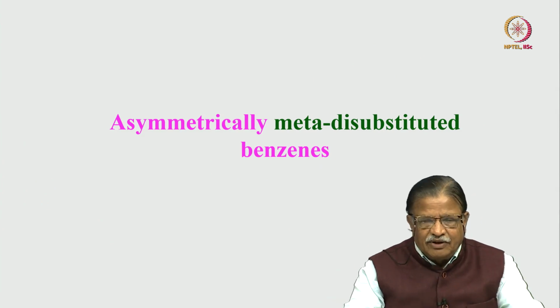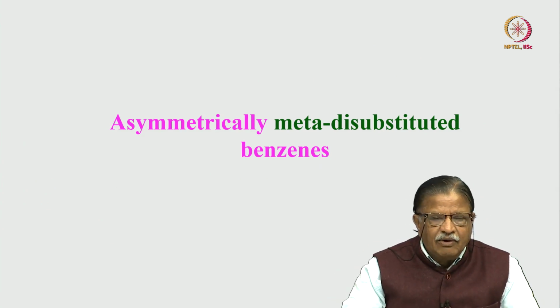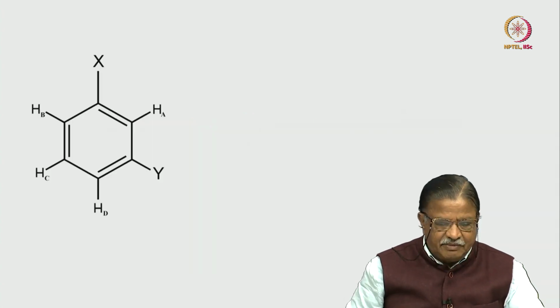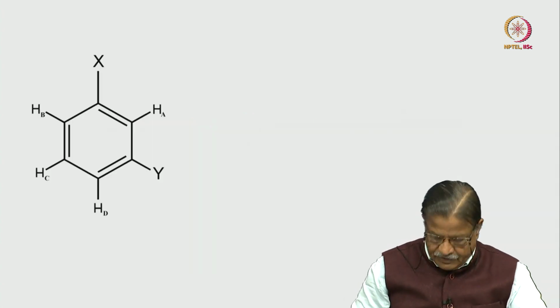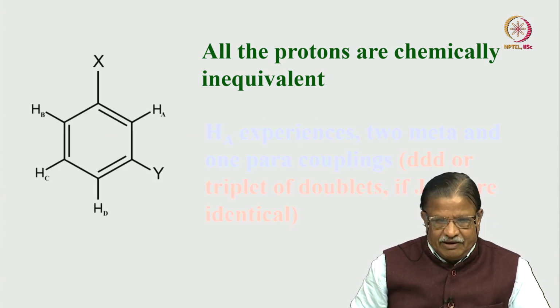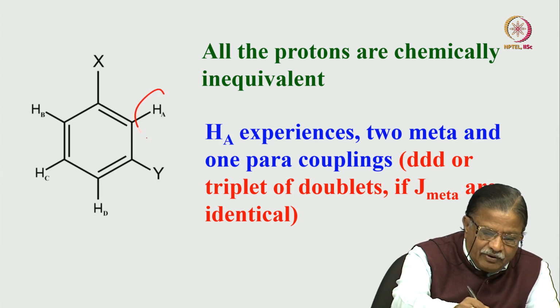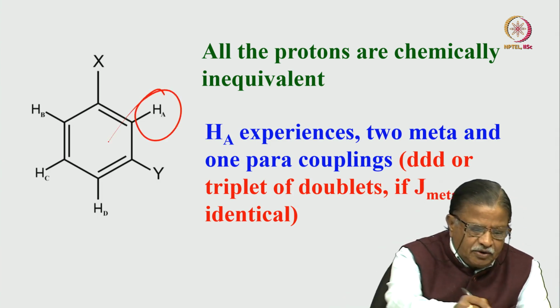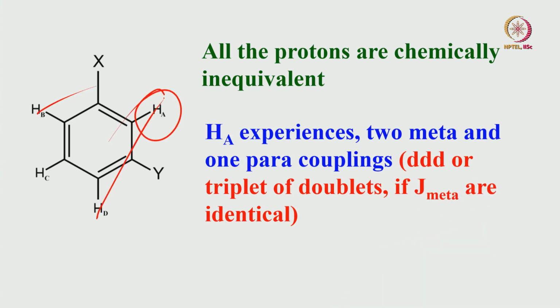With this, now we want to continue further today. We will look at asymmetrically meta disubstituted benzenes. What will happen if they are asymmetrically disubstituted like this, in which case all the protons are chemically inequivalent. HA experiences 2 meta couplings and one para coupling. Both the meta couplings can be different because the substituents are different, in which case you are going to get an 8-line pattern for the proton HA.